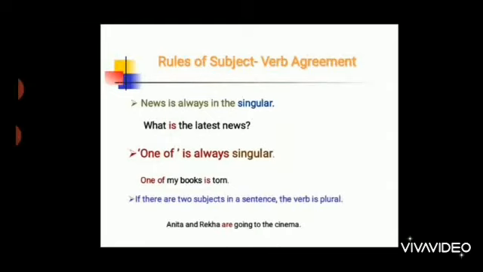If there are two subjects in a sentence, the verb is plural. For example, Anita and Rekha are going to the cinema. As we can see in this sentence, there are two subjects, that is Anita and Rekha. So we have used are, that is a plural verb.